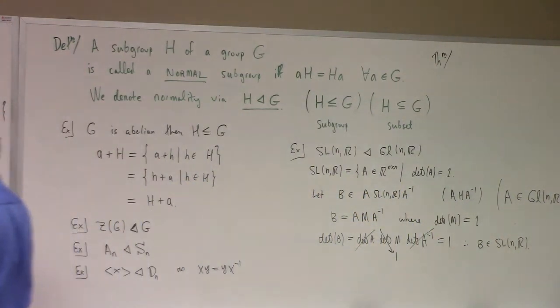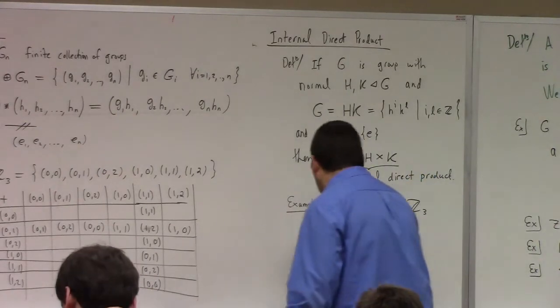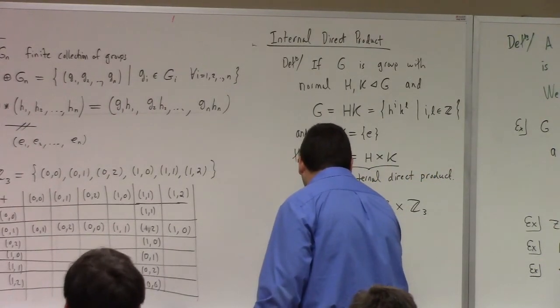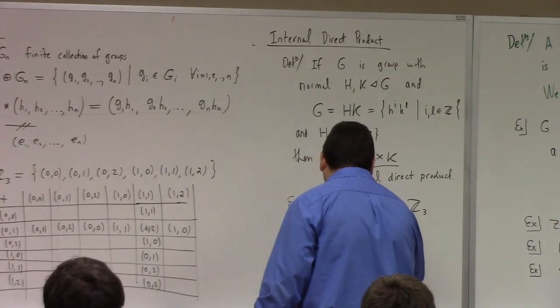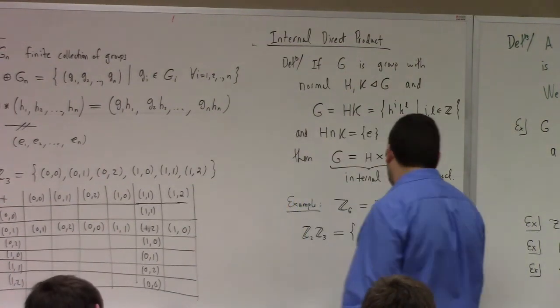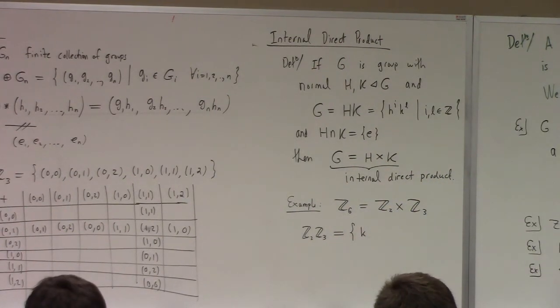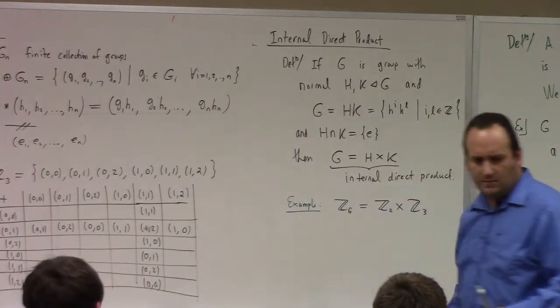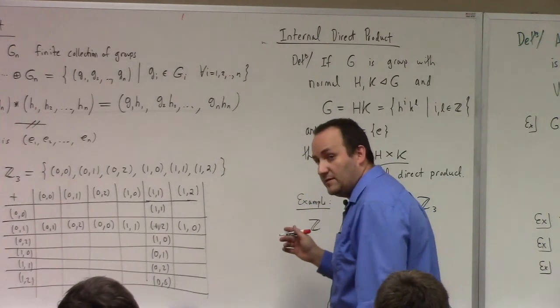Now, an example: Z6 is equal to Z2 times Z3. If you think about this, Z2, Z3 would be equal to, how can I say this? Oh, that's wrong. Anyway, no, I do mean equality here, not isomorphism.